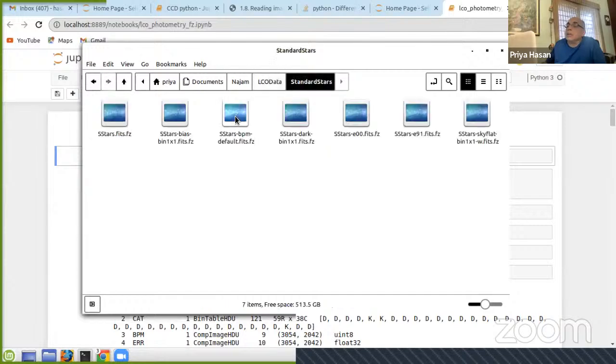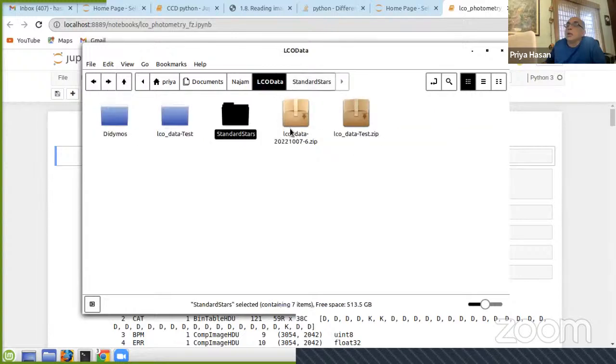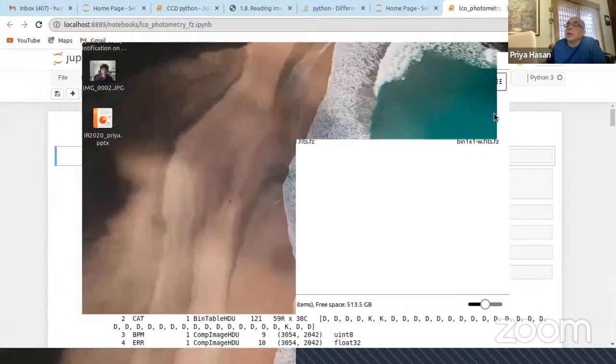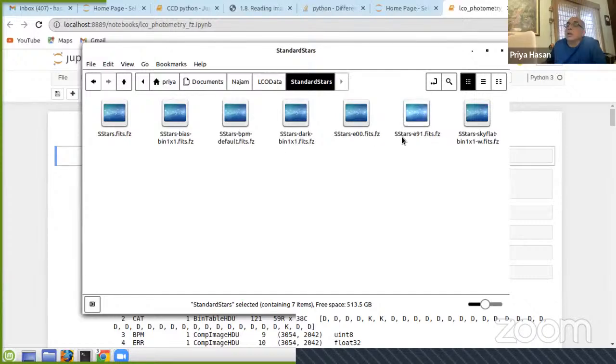This is standard stars, right? You get a zip file. Basically, what you will get is a zip file, and when you unzip it, you will get a series of files. Each one has an extension fits.fz. Just be very careful.